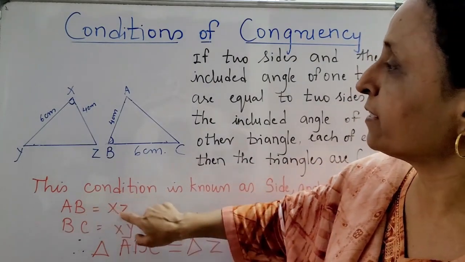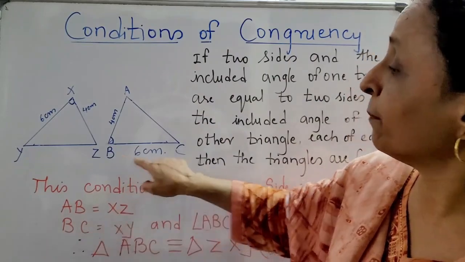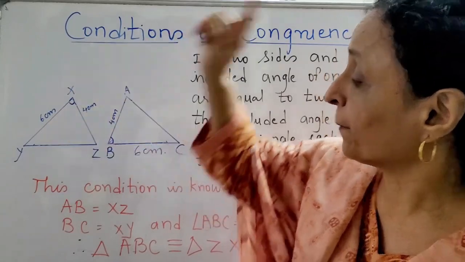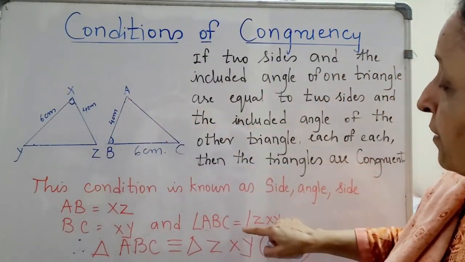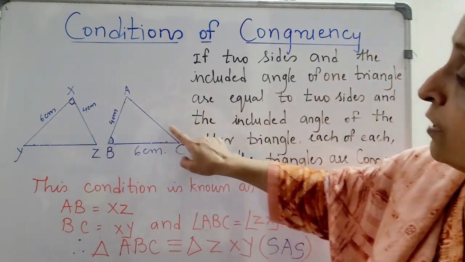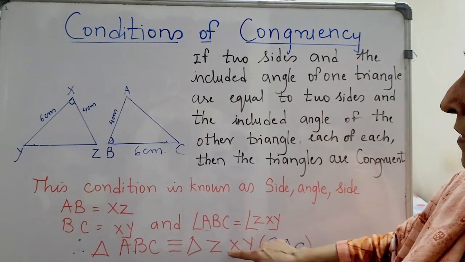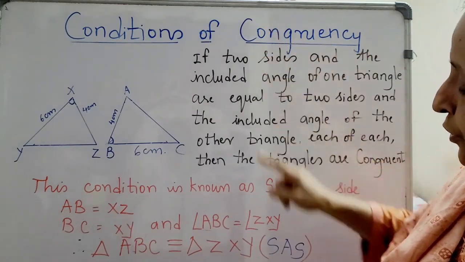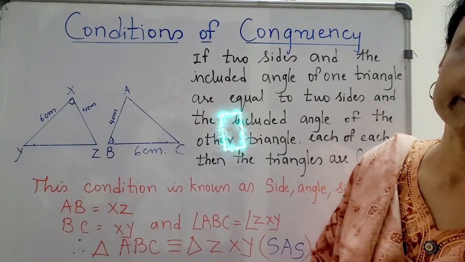Here AB is equal to XZ. BC is equal to XY. Now angle ABC is equal to angle ZXY. So this triangle is congruent. Triangle ABC is congruent to triangle ZXY by SAS test, or the condition is SAS, that is side angle side.